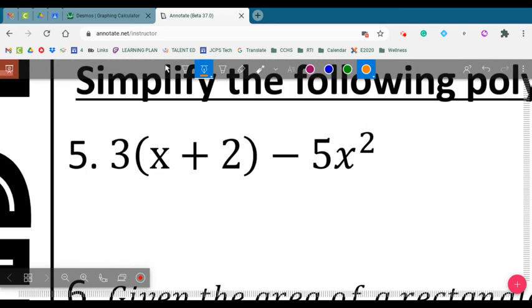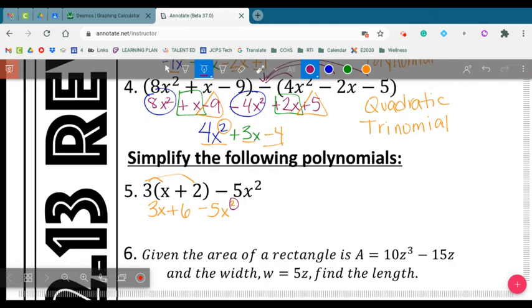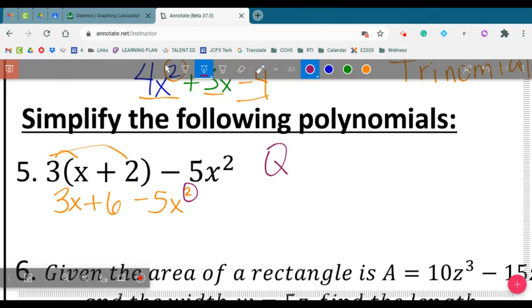So this one, our first step is we have to distribute. So we get 3x plus 6 minus 5x squared. There's nothing I can combine, so that's the way it's going to stay. Our biggest exponent is 2, so this is a quadratic. And there's 1, 2, 3 terms, so this is a trinomial.